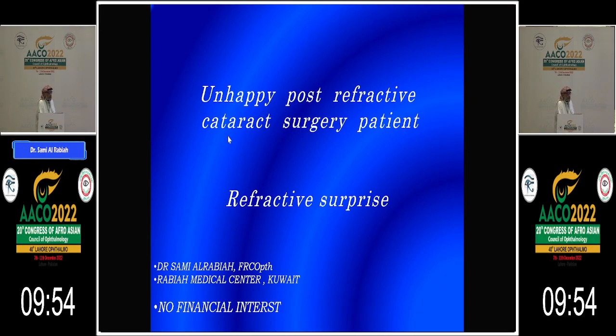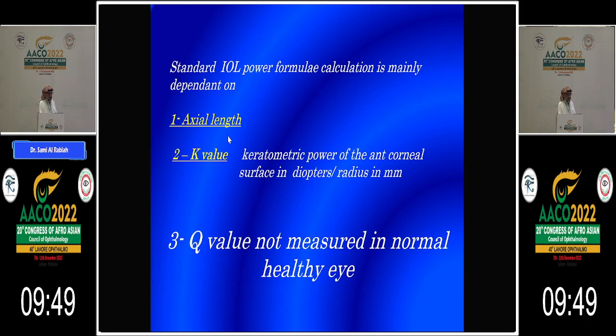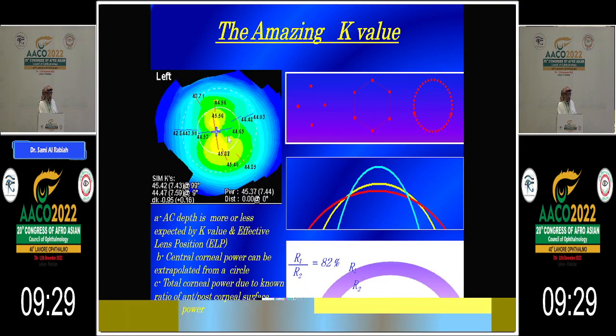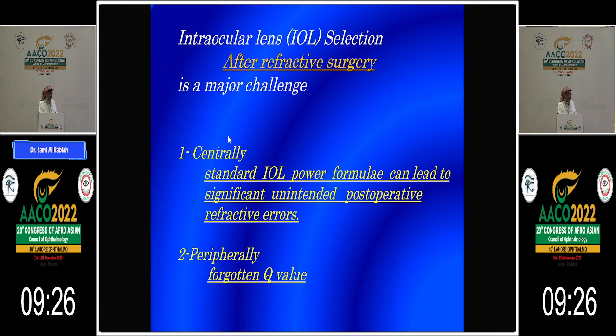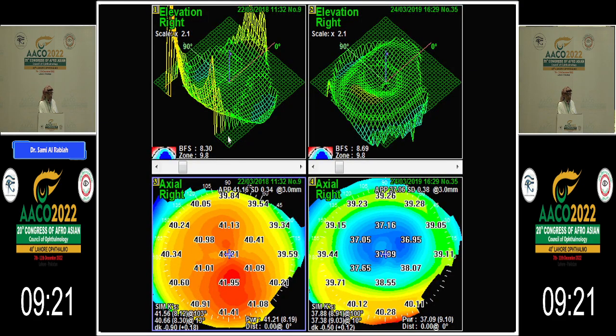Bismillah ar-Rahman ar-Rahim, talking about the unhappy post-refractive cataract surgery patient. Now, we discussed that before, which is biometry and the surprises of biometry because of the K readings. But also here we have to discuss the Q value that is not measured in normal healthy eyes. And we said the importance of the K value, that after hyperopic correction, you have steepening at the periphery.